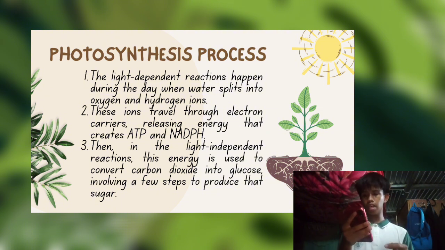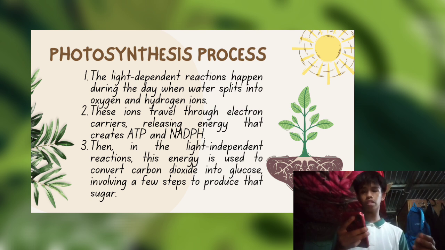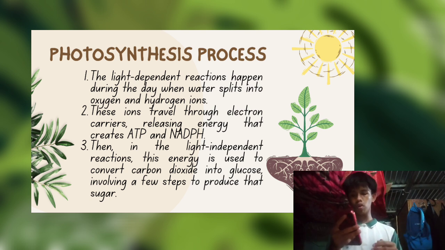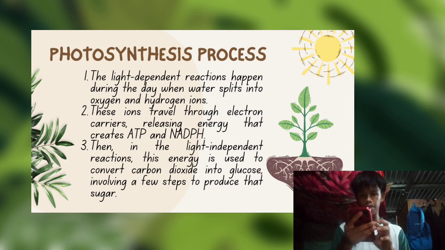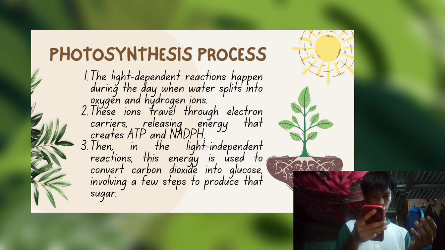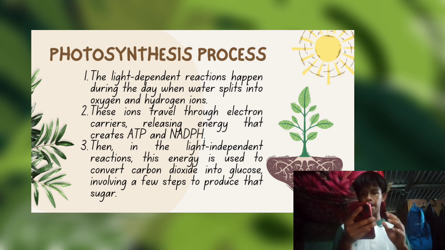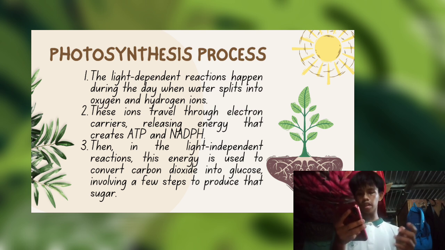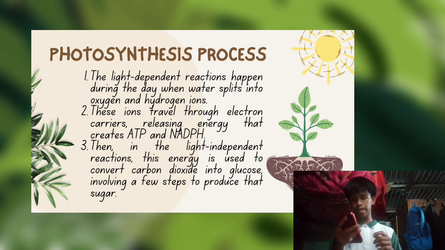Then next is the light-independent reaction, which is the Calvin cycle. This occurs in the stroma of the chloroplast and does not need sunlight. ATP and NADPH from the light-dependent reaction provide the energy to convert carbon dioxide, which is CO2, into glucose. This cycle runs in multiple steps, ultimately forming sugars that the plant uses for growth and energy.